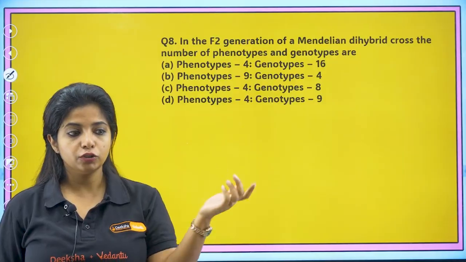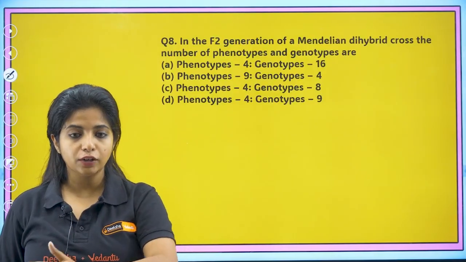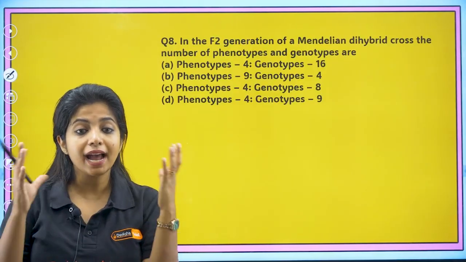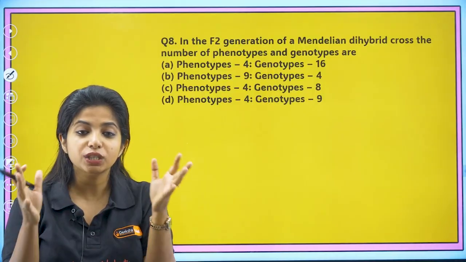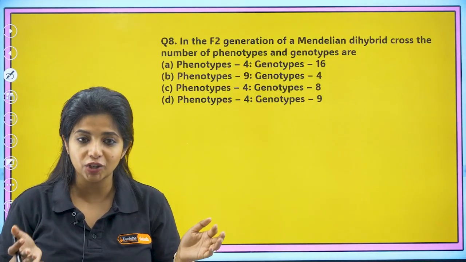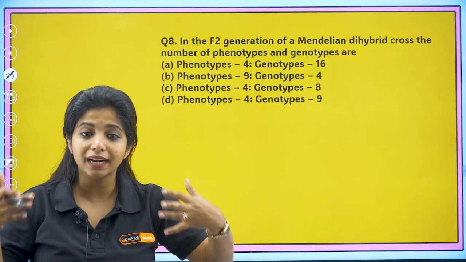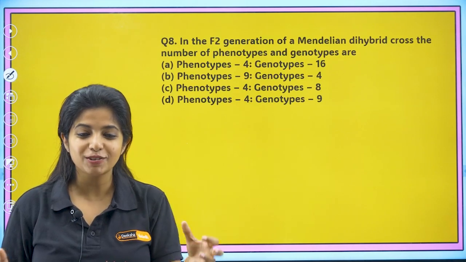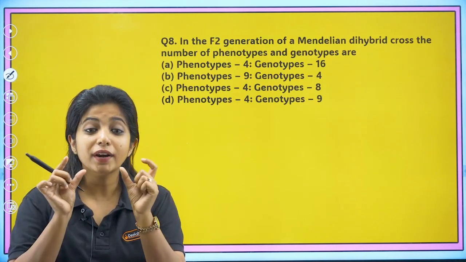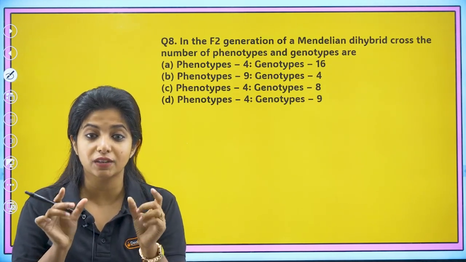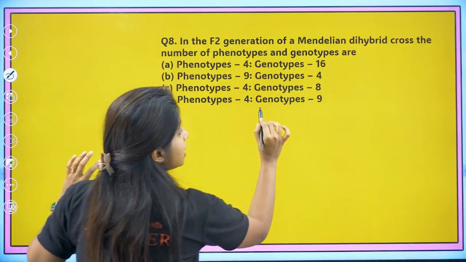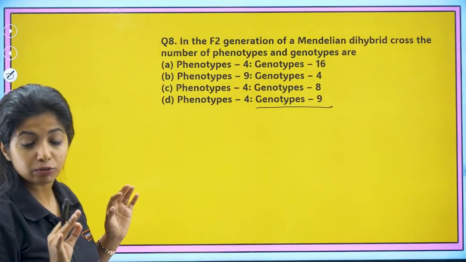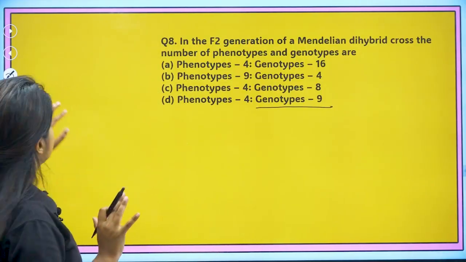Ma'am, 9:3:3:1 ratio, if you calculate all of them, 16 plants are being formed. My dear children, these 16 plants do not have different genotypes. Some genotypes are repeated as well. You get it? Some genotypes are definitely repeated. So what are the unique genotypes that you see which are not repeated? There are 9 of them. 9 such genotypes. Genotypes mean genetic makeup that is not being repeated.